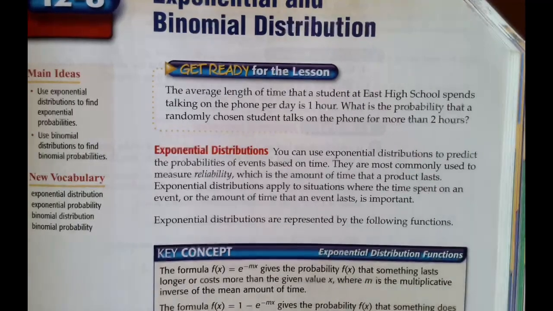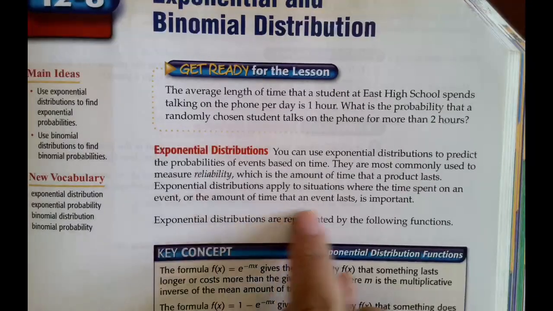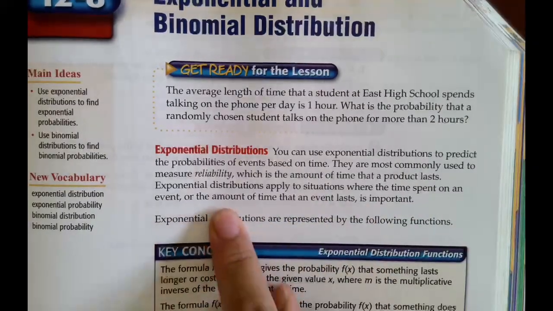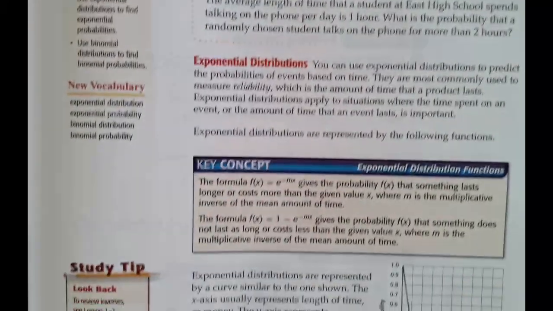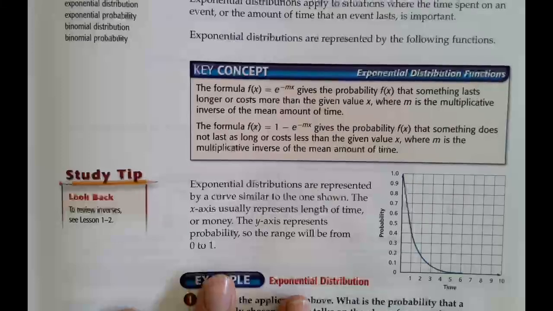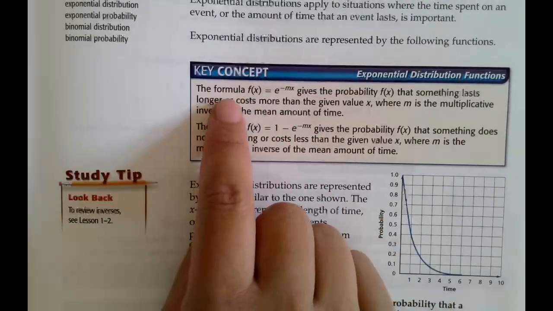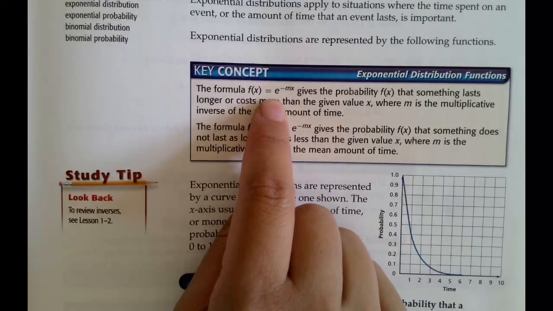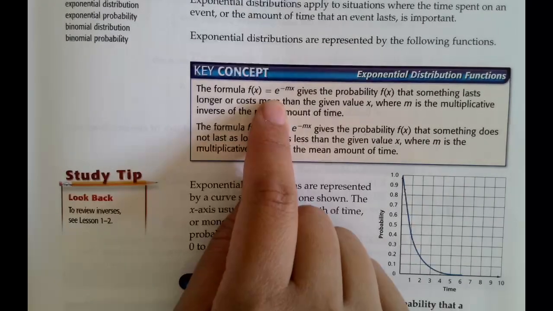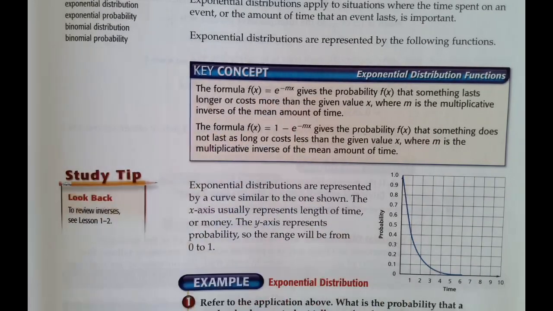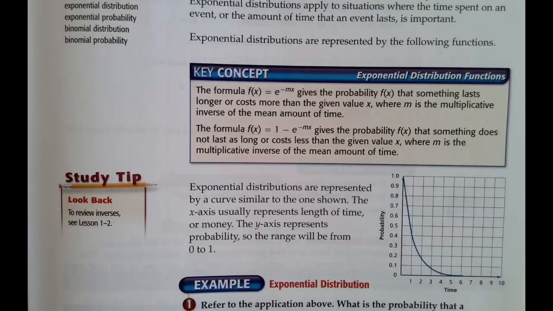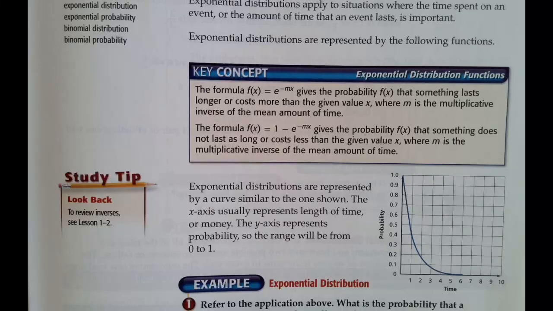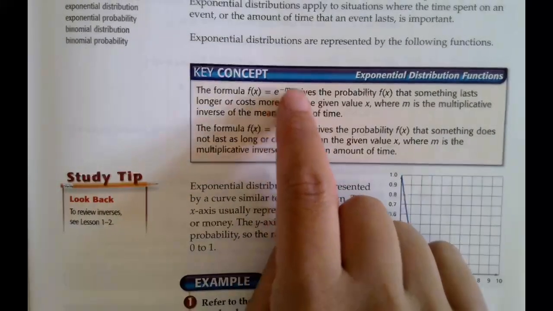Exponential distributions apply to situations where the time spent on an event or the amount of time that an event lasts is important. And so they're represented by the following two functions. The formula f of x equals e. We talked about e before, right? This is our natural number, 2.718281828, etc. To the negative mx.